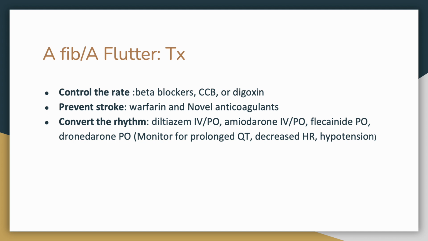Then convert the rhythm. So there are some medications that can control the rate and also convert the rhythm. So diltiazem is an IV calcium channel blocker, and there's some other ones too, okay? It's most important that you understand controlling the rate and preventing stroke, and converting the rhythm, but not necessarily know that they have to use these critical care drips.